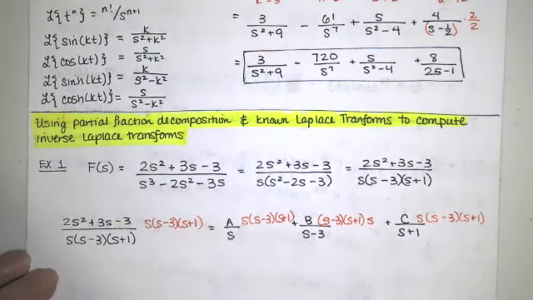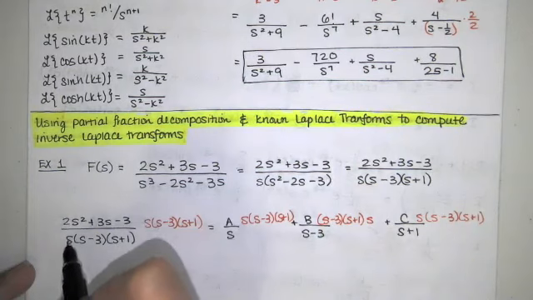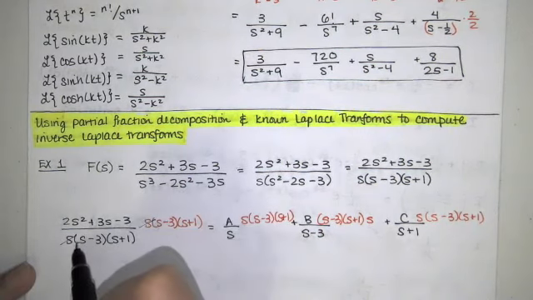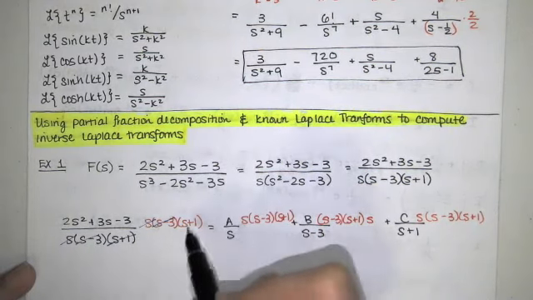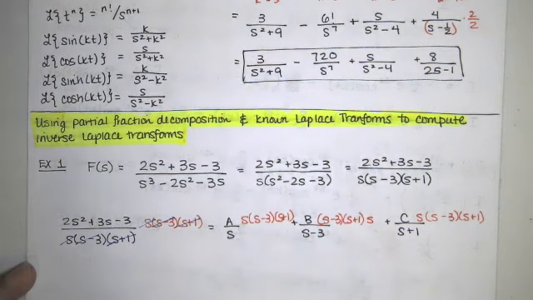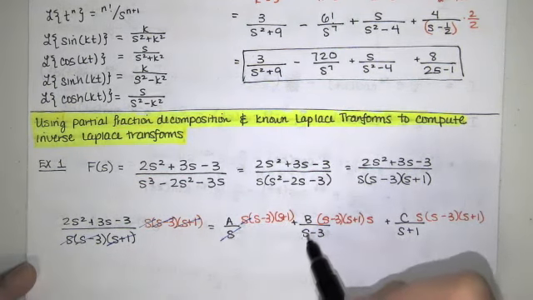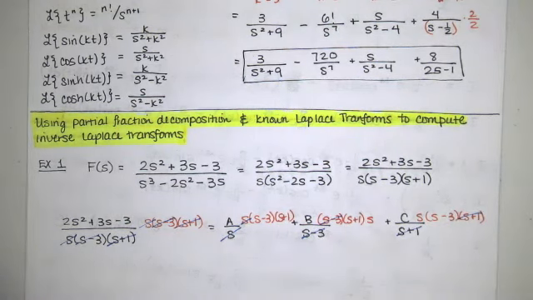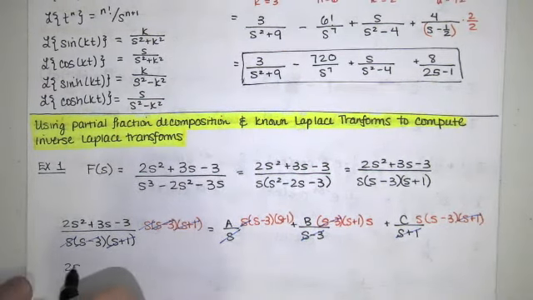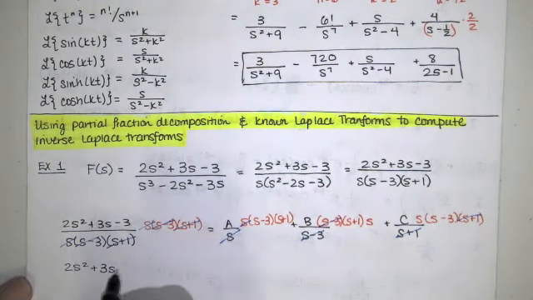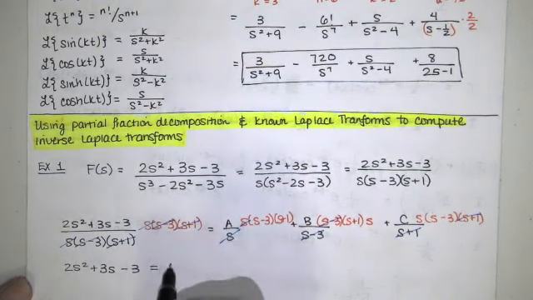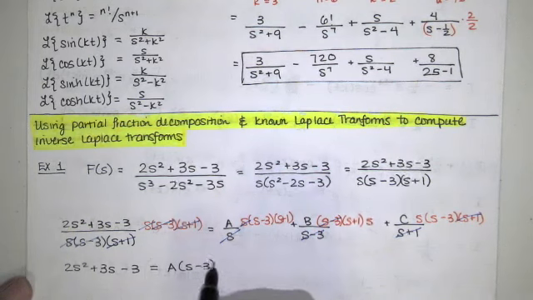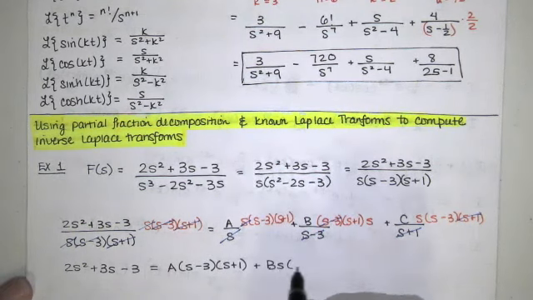So when you multiply by that LCD, the denominator should reduce completely. So the s's reduce here, the s plus 1's reduce, and the s minus 3's reduce. The s's reduce here, the s minus 3's reduce here, and the s plus 1's reduce there. And so now you've got this 2s squared plus 3s minus 3 equals A times s minus 3 times s plus 1. And then you can just keep going.